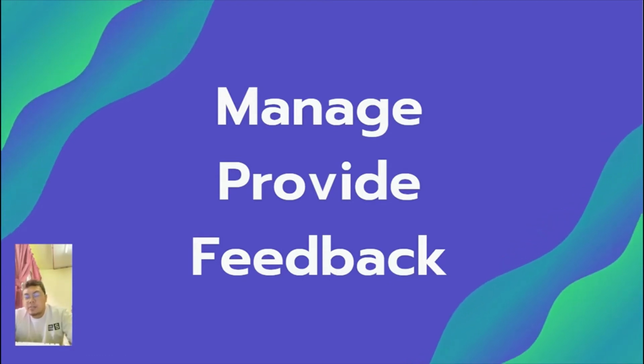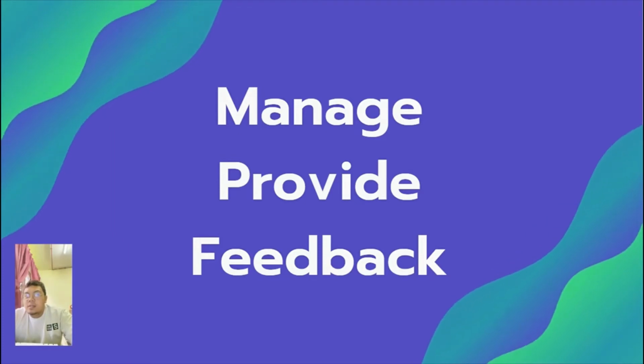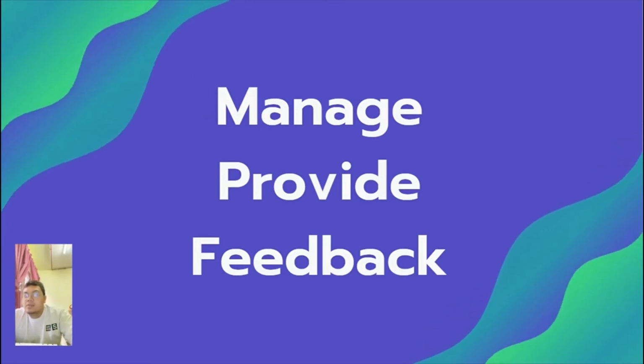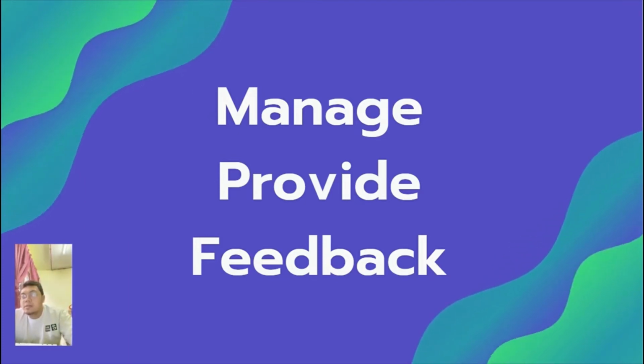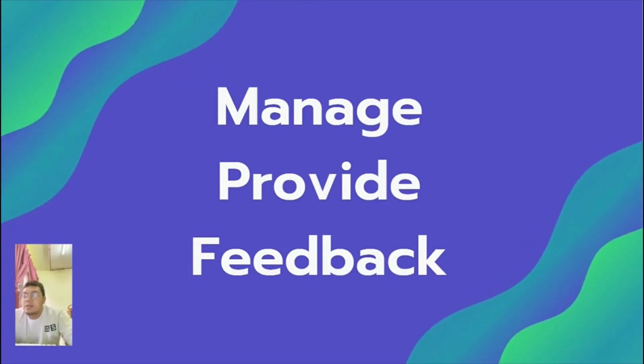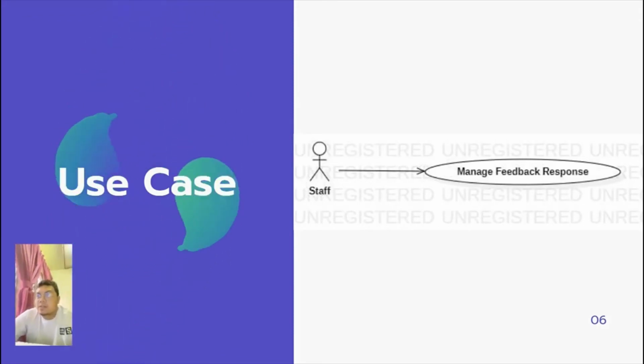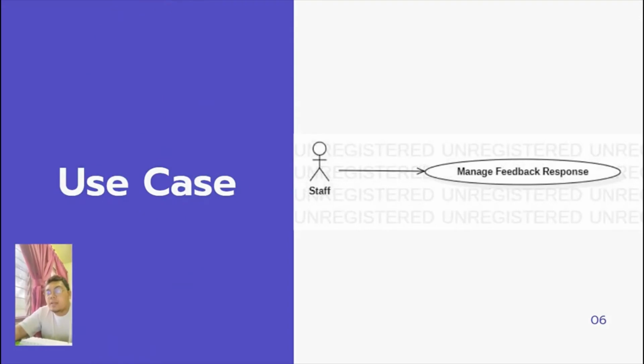Now I will explain two user requirements. The first is manage and provide feedback. This is the use case of this user requirement. It shows the relationship between the actor and the system. And after that, this is the activity diagram and basic flow. Because it's the same, I will explain it together.